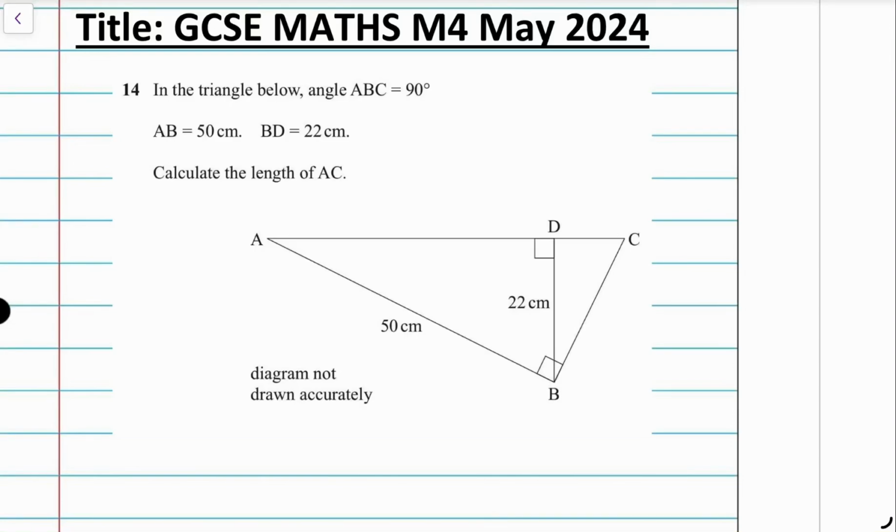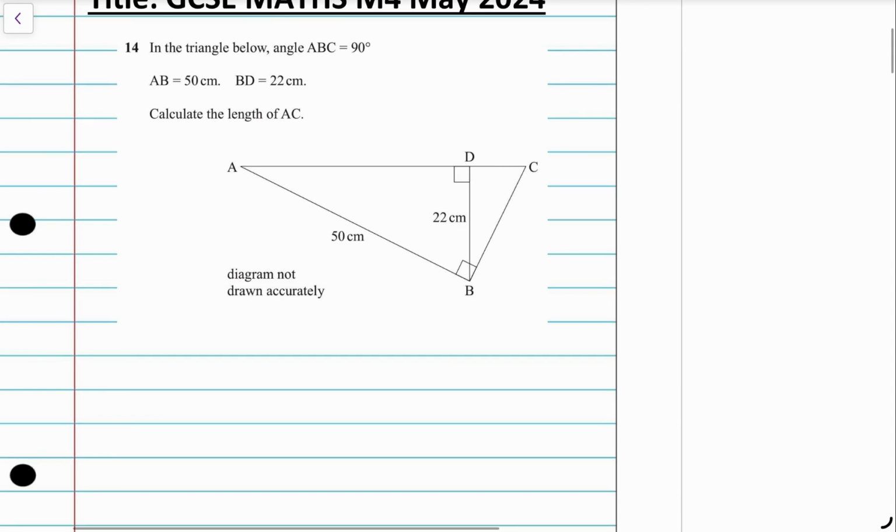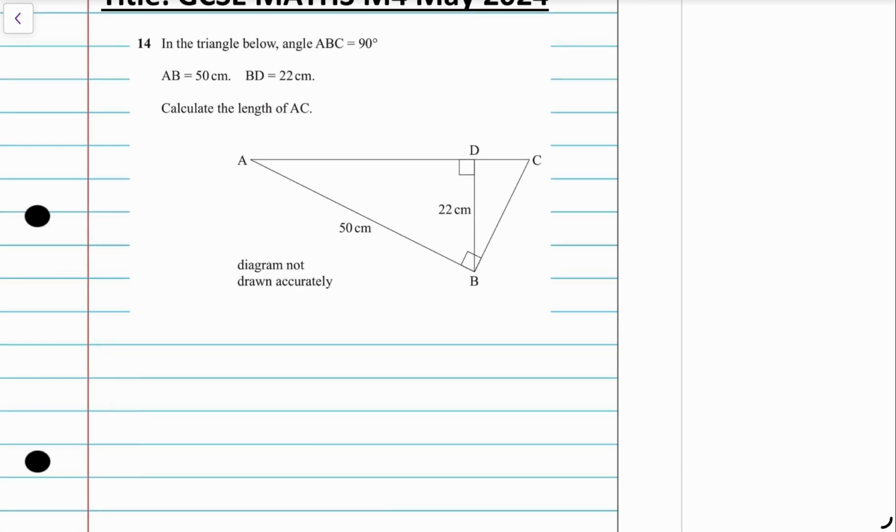This is a solution to CCEA's GCSE Maths M4 exam, May 2024, question 14. Now this is a much easier solution than I did when I did out the past paper. It says in this triangle below, ABC is 90, AB is 50, BD is 22. Calculate the length of AC. So we need eventually to get to this length here.